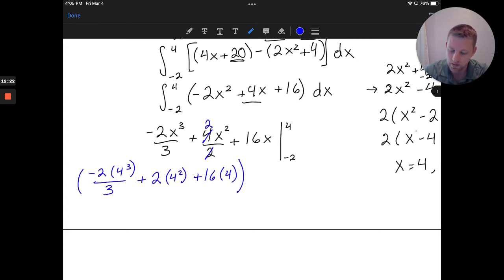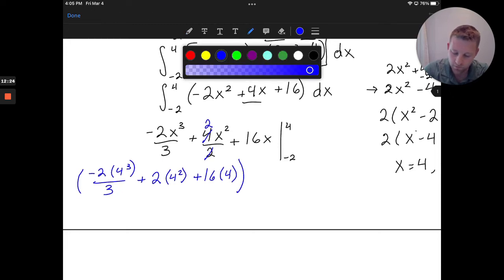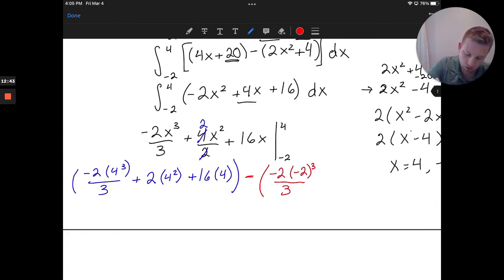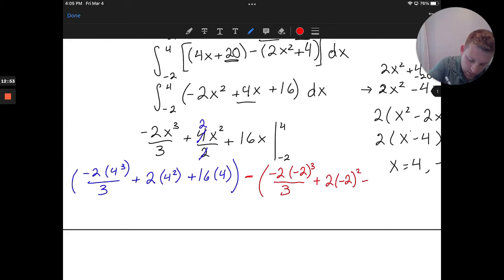So that's one evaluation. We're going to then subtract from this the evaluation of that antiderivative at negative 2. So we'll have the negative 2 starting at the beginning again, times negative 2 quantity cubed, divided by 3. We'll have plus 2 times negative 2 squared. And then finally plus 16 times negative 2.